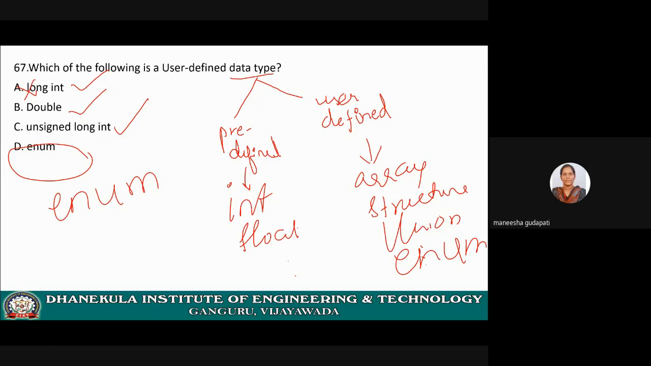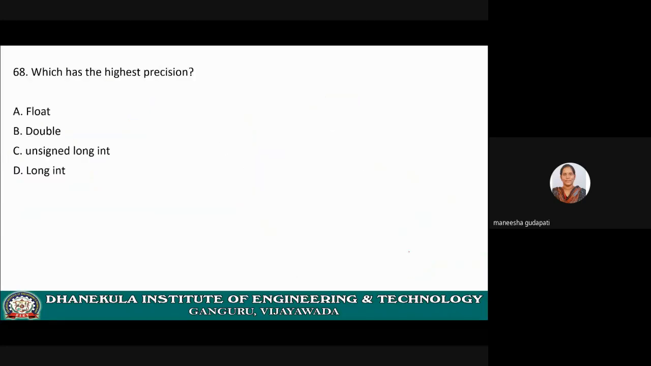Any doubts? So next, let's move on to the next question. Which has the highest precision? Is it float, double, unsigned long int, or long int?